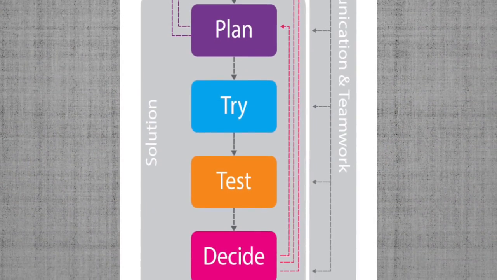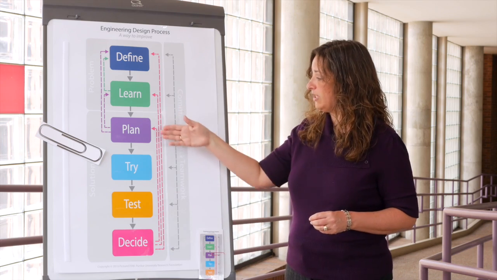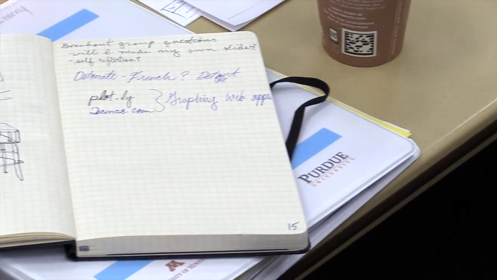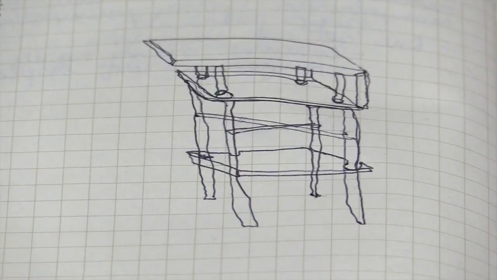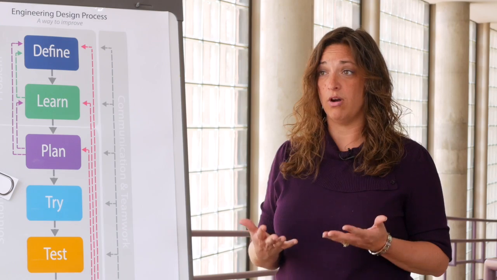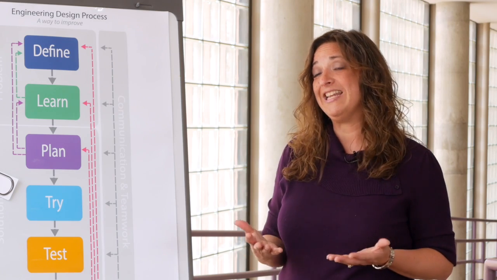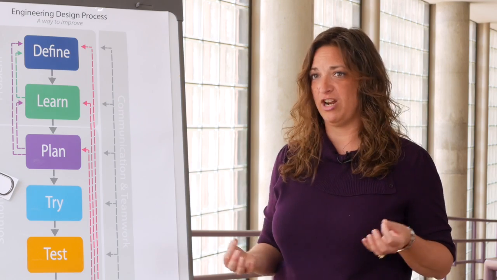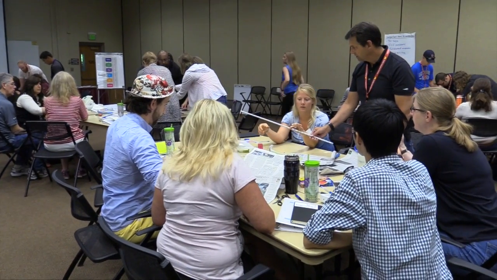So the second part of our engineering design process is the solution generation space. It includes the 4 steps: plan, try, test, and decide. Plan is really the idea that we are going to put out a lot of different ideas for a solution. We're going to do what we call ideation, which is coming up with many different ideas. And then we're going to come up with a process or some pros and cons for why each solution might or might not work.